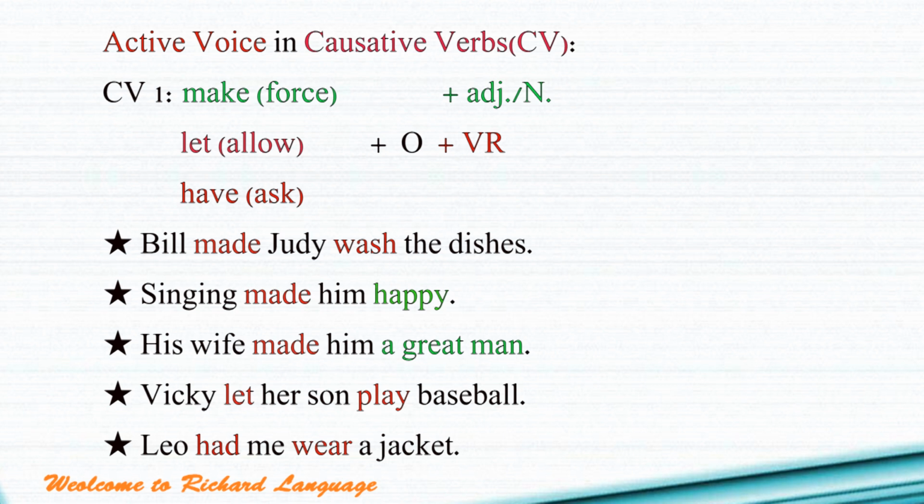Whenever you use these three words, which are causative verbs, you add one object and you use the VR here. Remember, it is very important. You should use a VR behind your object, okay? And once again, VR means verb root, also the original form of a verb.